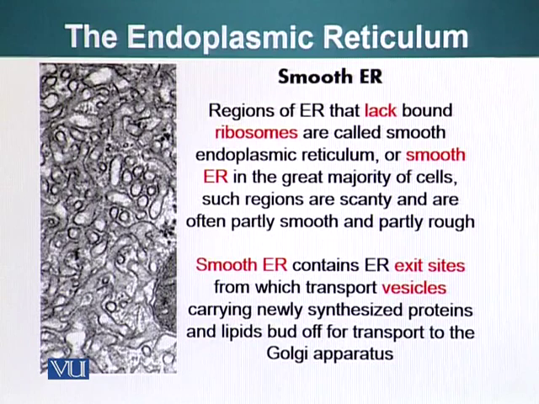Smooth ER contains endoplasmic reticulum exit sites. At these sites, vesicles form, and these vesicles carry cargo in the form of soluble proteins and also proteins that are embedded in the membrane of endoplasmic reticulum, and these vesicles bud off and fuse with the Golgi apparatus. We have seen an animation of that and I'll show you part of that animation again.